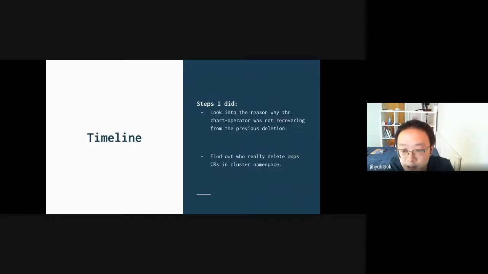So I divided it into two steps to solve it. The first one is looking into the reason why the chart operator was not recovering from the previous deletion. And the second one, which is the most important, is to find out who really deleted the FCR. Is it a human, or one of our own components? So I needed to find that out.